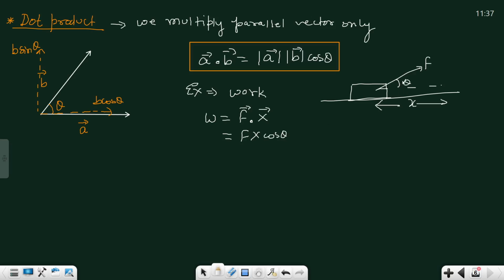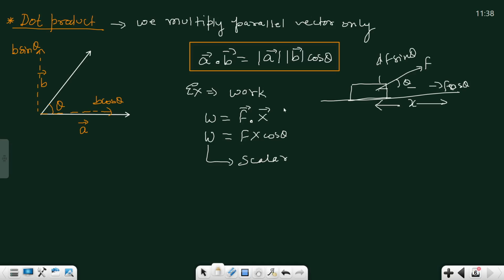What you are actually taking is F cos theta, the force acting along the displacement, and this is F sin theta. Clear? F cos theta is parallel to the displacement. So when you have to calculate the work done, you just multiply the force which is parallel to the displacement, and you know that work is scalar. Work is scalar.